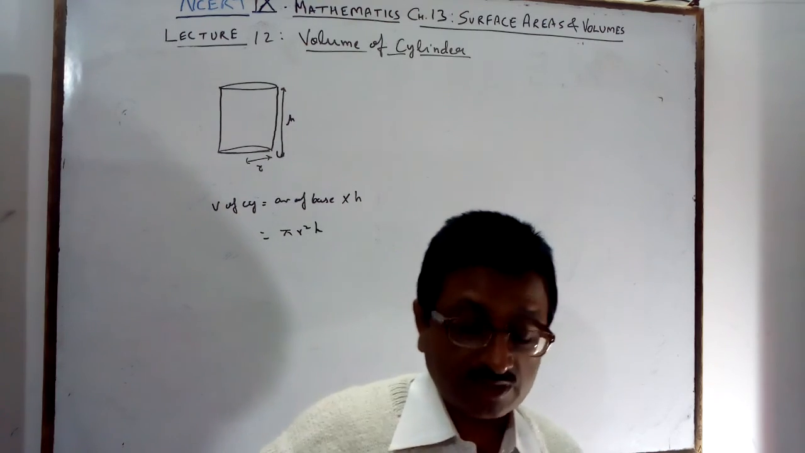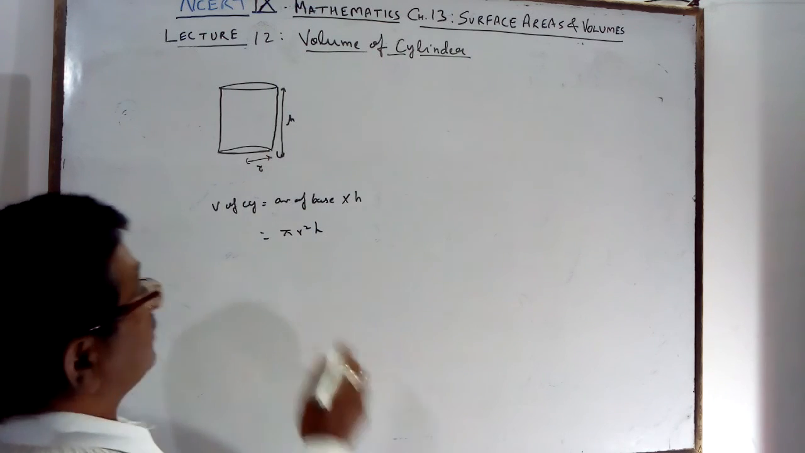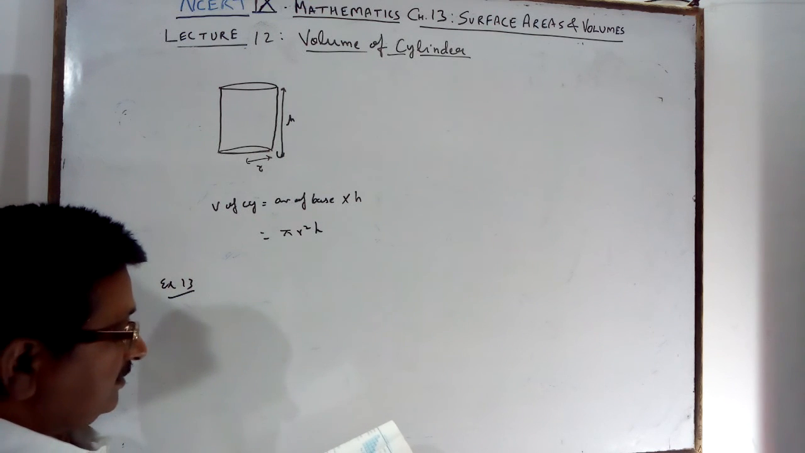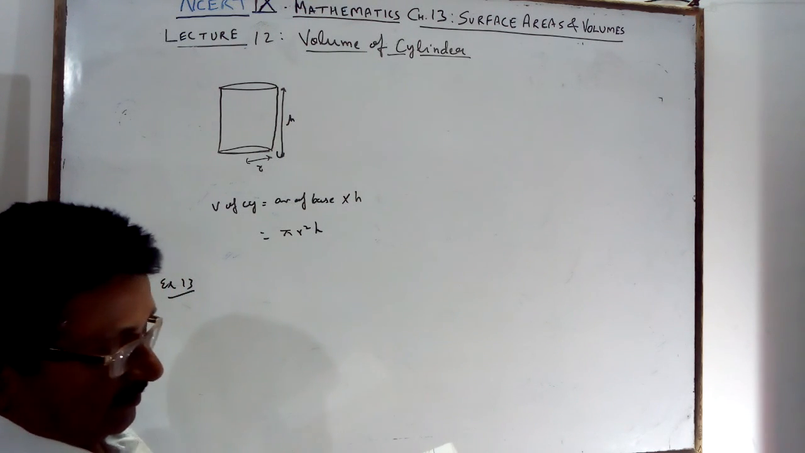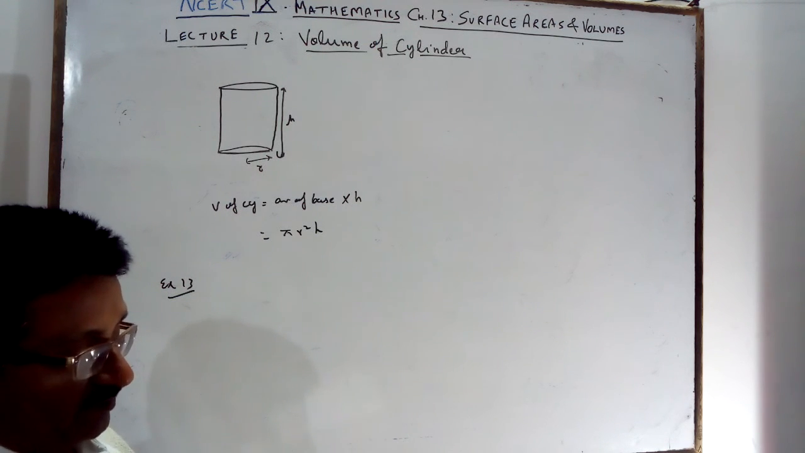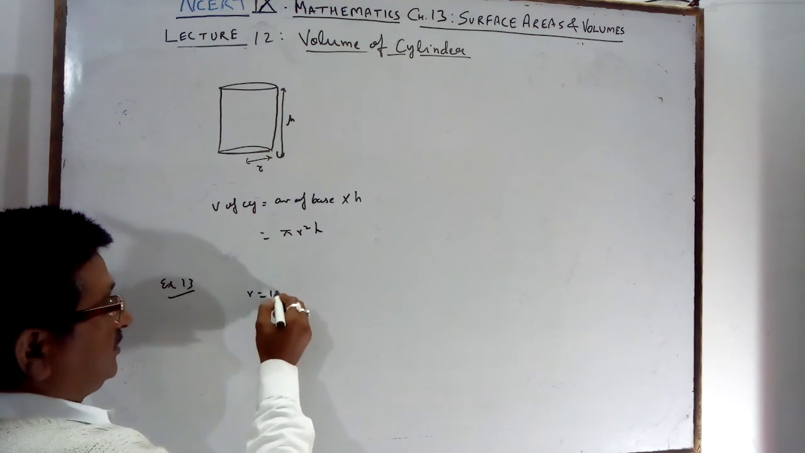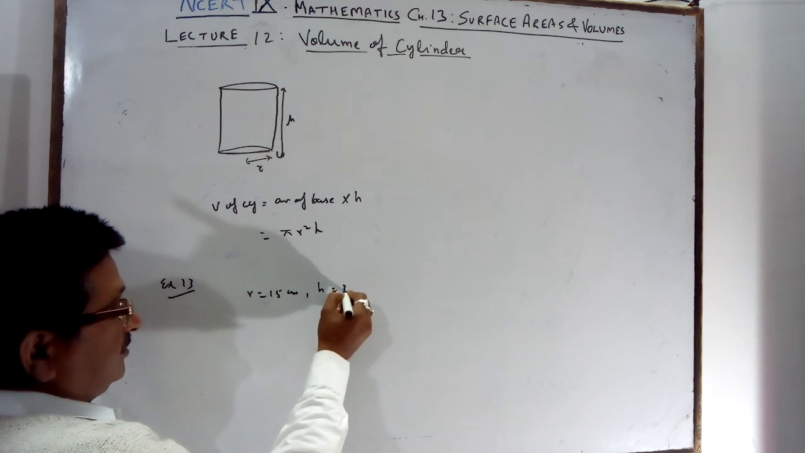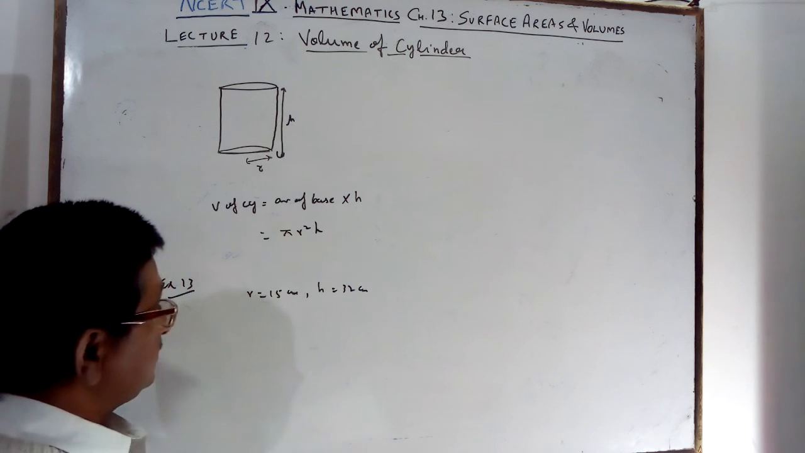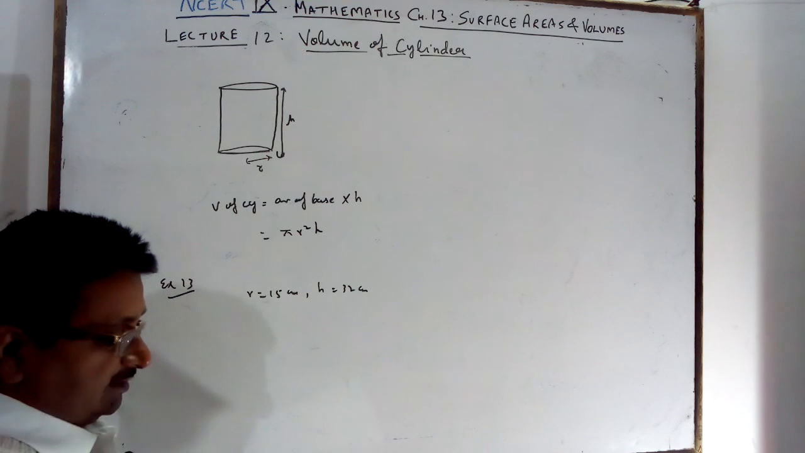So here some examples are given. Example 13 is given. In Ramjan, a storekeeper is making a stall of sarbat. He has a cylindrical cellar of radius 15 centimeter and height 32 centimeter, filled with orange juice.